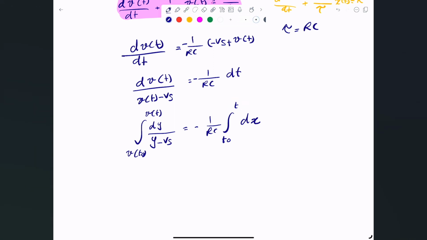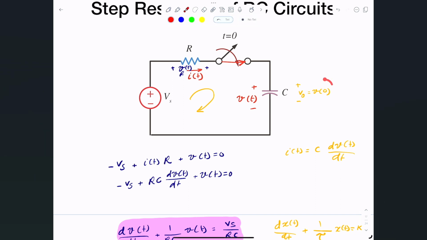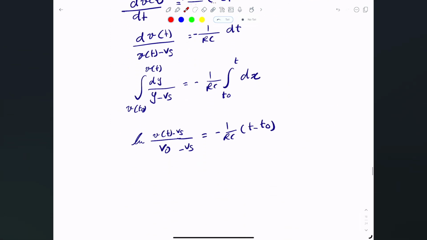So we know that this is simply the logarithm of v of t minus vs divided by v of t0 minus vs equals negative 1 divided by RC, and that's t minus t0. We can also say that v of t0 is simply the initial voltage here. This is basically the relationship that we saw, which is the initial voltage. We can easily just call it v of t0. In our case, it is V0, basically the initial voltage. That's what we're going to do.